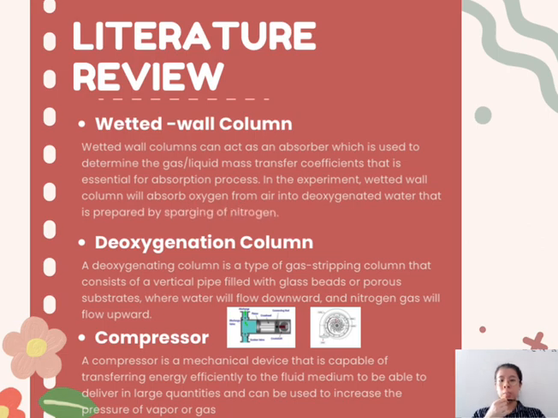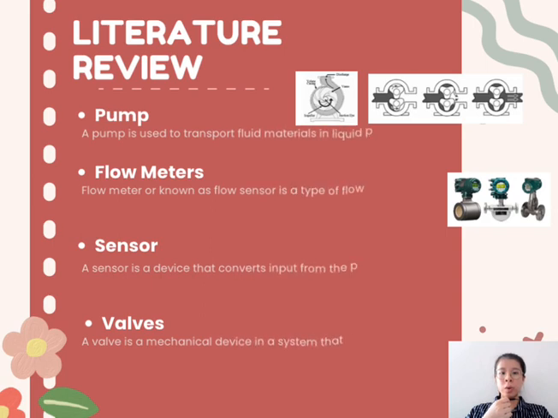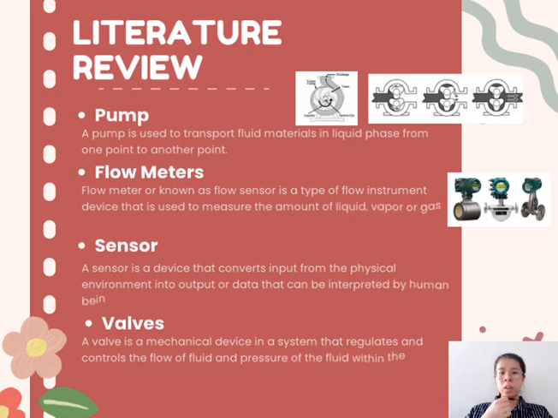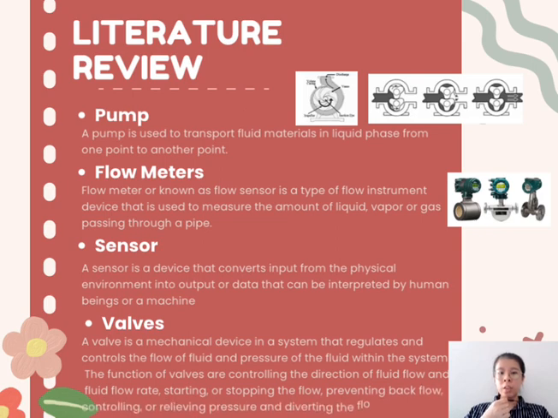A compressor is a mechanical device that is capable of transferring energy efficiently to increase the pressure of vapor. A pump is used to transport fluid materials in the liquid phase from one point to another. A flow meter, also known as a flow sensor, is a type of flow instrument device that is used to measure the amount of liquid, vapor or gas passing through a pipe. A sensor is a device that converts input from the physical environment into output. A valve is a mechanical device in a system that regulates and controls the flow of fluid and the pressure of the fluid within the system.